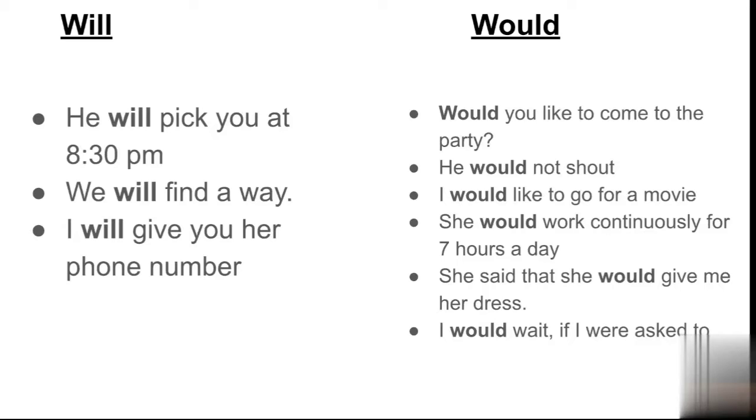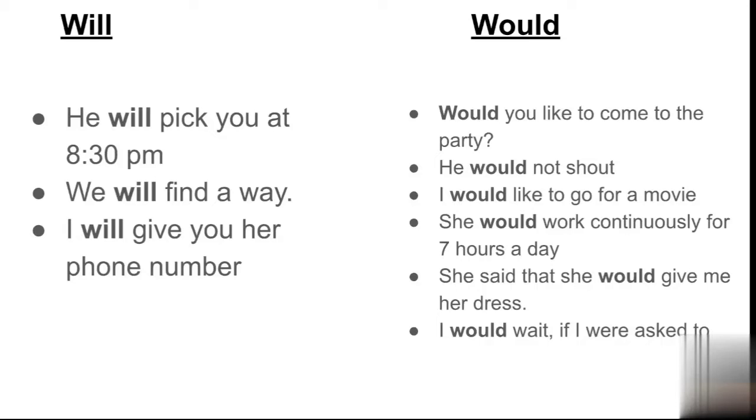Will we are using in the second and third person mostly. Sometimes we are using it with first person to express willingness, promise, etc. So let's see some examples. First one, he will pick you at 8:30 p.m. Here we know he is a third person. He will pick you at 8:30 p.m. Here it is showing some promise.